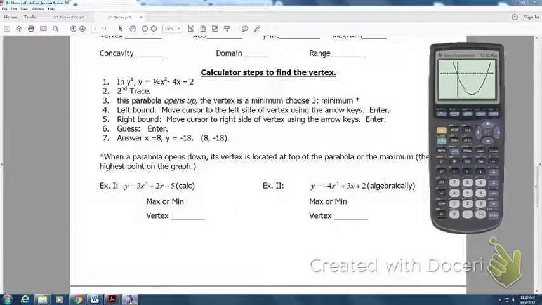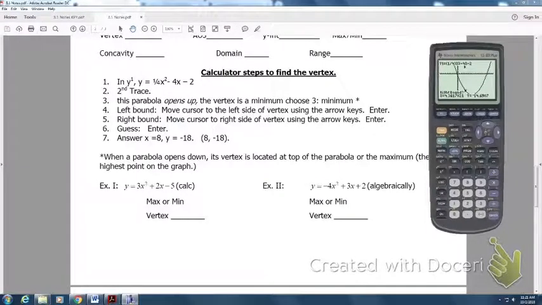Once I can see the vertex, it is clearly there. I'm going to hit second, trace. Is that vertex a minimum or a maximum? It's a minimum, so I'm going to go down and select minimum. Whenever you hit enter, it is going to say left bound. You need to move your cursor left and right to the left of the vertex. It doesn't have to be all snuggled up right next to the vertex, anywhere on the left side of the vertex. So that right there is fine.